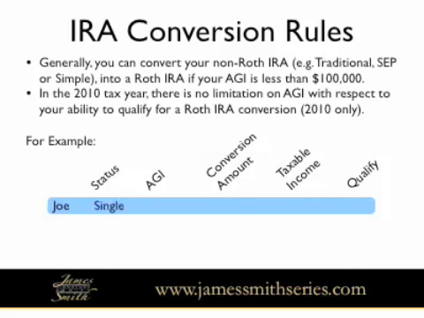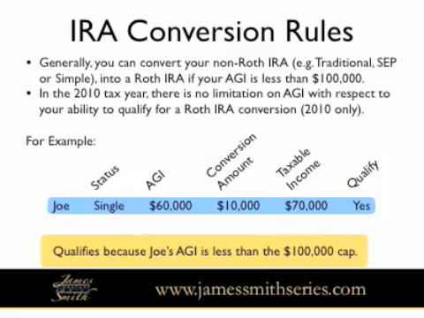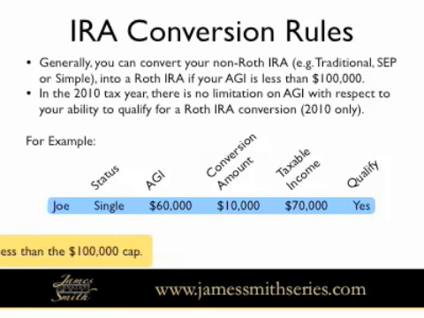Now let's say we have Joe, and Joe's a single guy with an adjusted gross income of $60,000. Now in a common year, if he earns $60,000 and that's his gross, that's all the taxes he's going to pay. But this year, Joe is going to convert $10,000. So because the $10,000 conversion is going to be looked at as earned income, his new taxable income is $70,000. Now you may be asking, does he qualify for the conversion? Yes, he does, because he's under the $100,000 cap. So again, Joe qualifies because his income is less than the $100,000 cap.